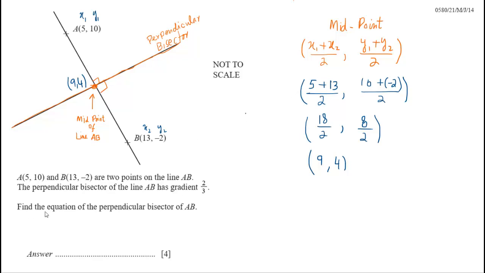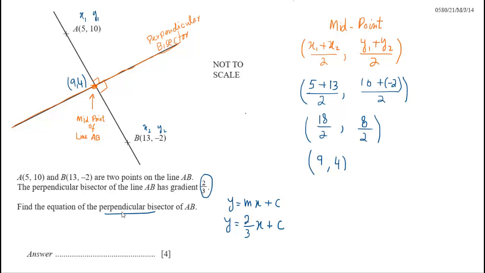Now we have to calculate the equation of the perpendicular bisector, so the equation of this orange line. The formula is y equals mx plus c. The m is already given, the gradient of this perpendicular bisector is already given. So it is y equals 2 over 3 x plus c.